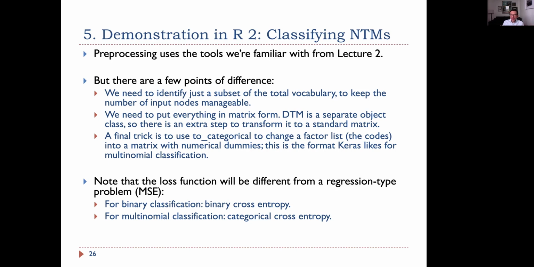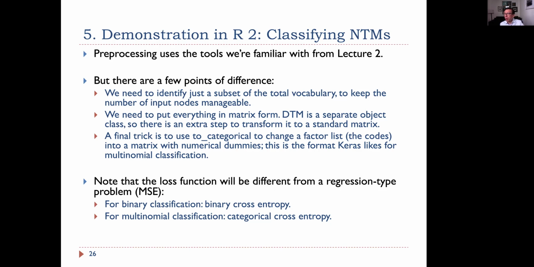And then the final trick is to use this to_categorical function, which changes the factor list, that is to say the numerical codes that we're interested in for the mass classification, and it changes them into a matrix with numerical dummies, because that's the format that Keras prefers for its outputs. So it doesn't like to see a vector of category 1, category 2, category 3. It likes to see a matrix where category 1 is a column and we just have a 1 or a 0, depending on how it's scored. Then category 2 is another column. We have 1s and 0s depending on how that's scored, etc., etc. So all of these are little tweaks.